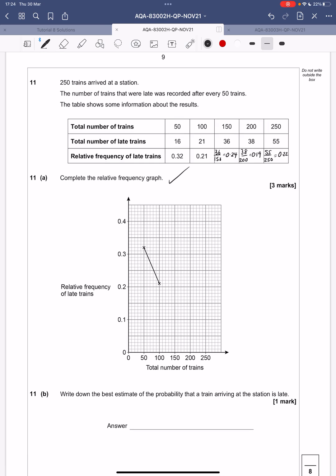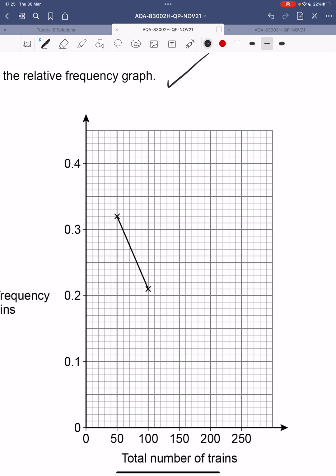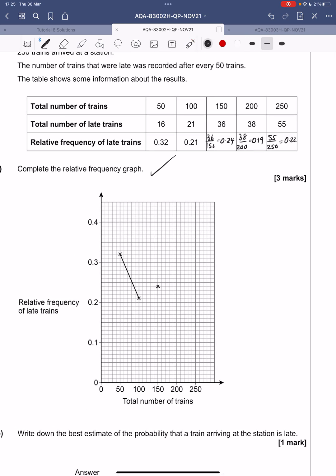Complete the table, complete the graph. Okay, so here we've got 50, 0.32, check the scales, 100, 0.21, 150, 0.24. 200 is 0.19, so we're back down there again. And then 250 is 0.22.